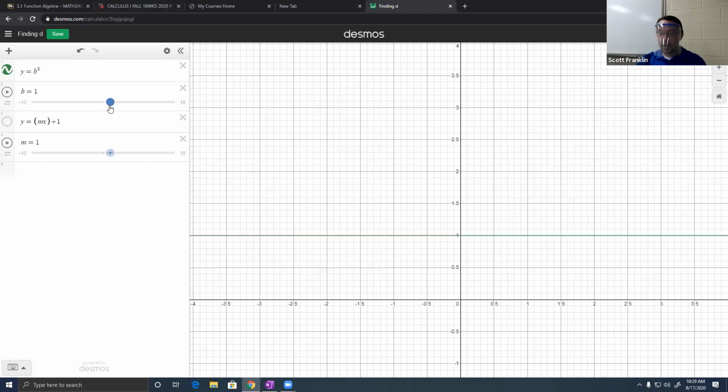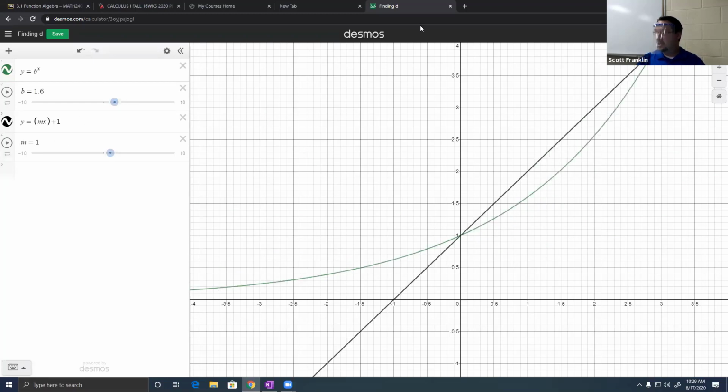But the next question is, I want to graph the line that has a slope of 1 at the intercept y equals 1. And why I'm doing this will become clearer later on when we get to actually talking about derivatives. But can you find the b so that the green curve just touches that line but never crosses it?